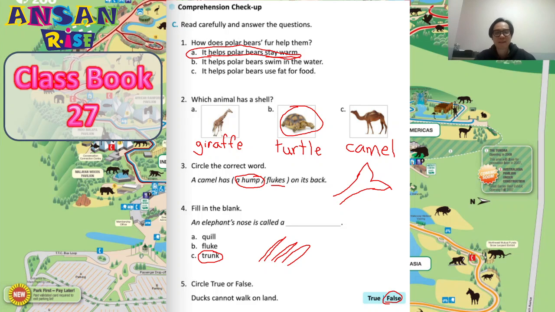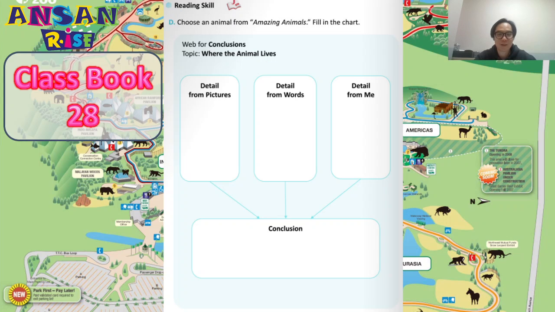Okay, Carnation class, we need to finish our Rise work, but we're just going to do one page at a time, okay? So we're going to do one page today and one page tomorrow. So you can watch the videos that way. So right now, we are going to go to page 28.